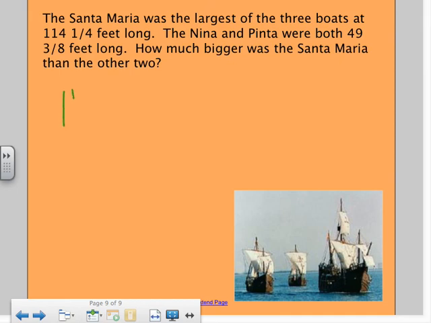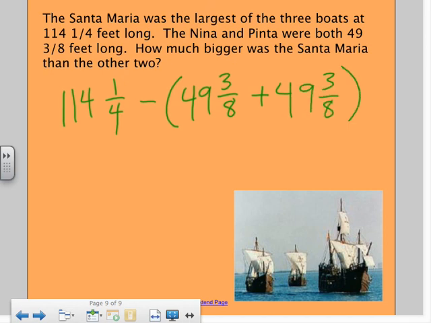All right, so we want to take 114 1/4. We want to know how much bigger is it than these other 2, 49 3/8 plus 49 3/8 combined. Okay, so I put parentheses because I need to add up those 2 first. So when I add them up, 49 plus 49, I get 98. 3/8 plus 3/8 is 6/8. You can simplify that, which I would do, because if I simplify it, then I have a common denominator. You could have gone up to 8s, but it makes more sense just to simplify this to 3/4. So now we have our common denominator 4ths.